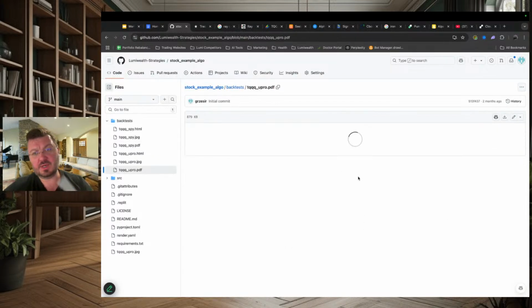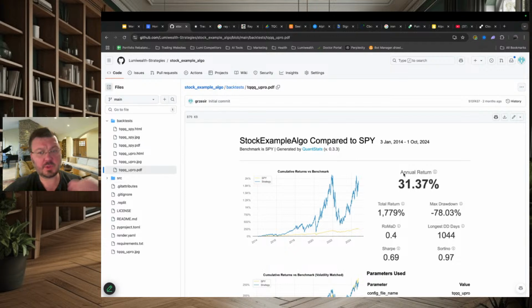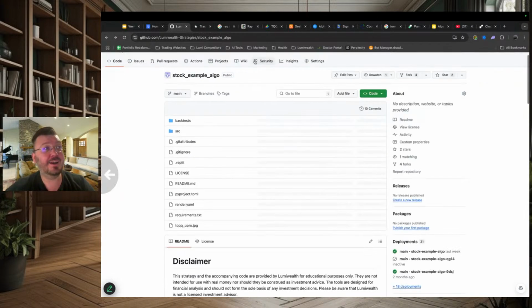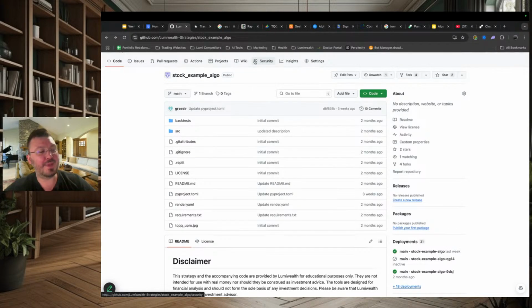Here's TQQQ and UPRO. 31% a year. Pretty crazy high drawdown, but also pretty high returns. If you want to use this with real money, that's up to you. It's not one of our main bots that we use in our program, but it is something that is functional and can actually trade for you.